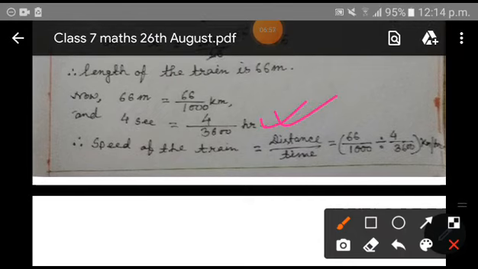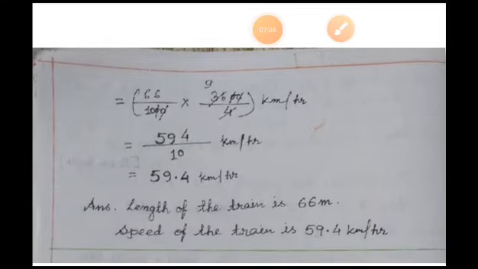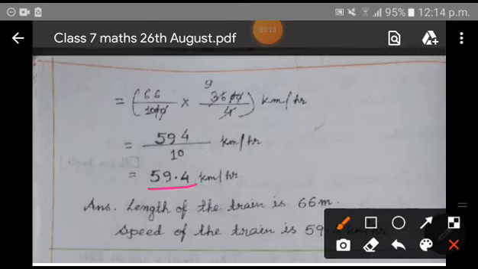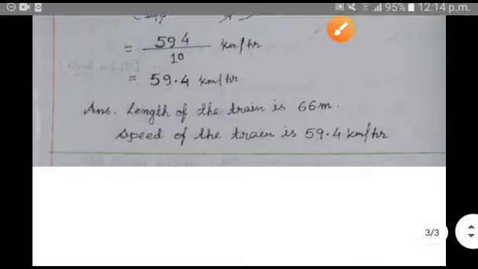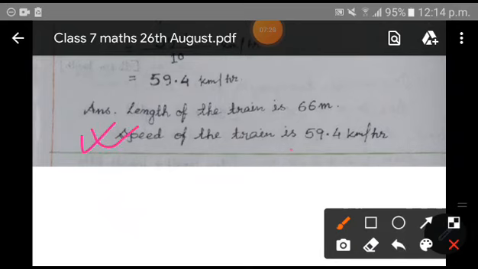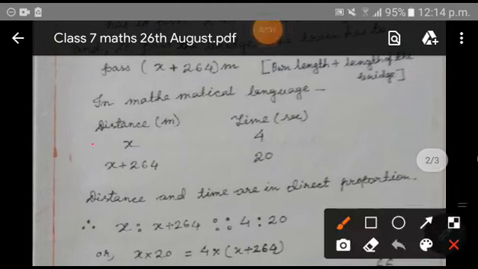Then after that putting the values, 66 by 1000 divided by 4 by 3600. Now you will have to do the calculations for 66 by 1000 into 3600 by 4. On further calculation we are getting 59.4 kilometer per hour. So the answer, you will write the two answers, that is first one, the length of the train is 66 meters, and the next one, the speed of the train is 59.4 kilometer per hour.